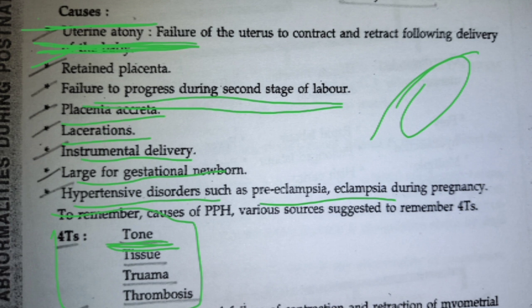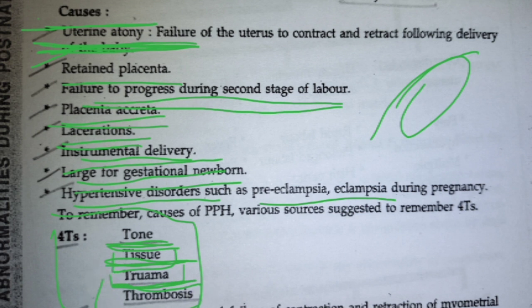This comes under tone. When it comes to tissue, it relates to the placenta. Placenta accreta, retained placenta, placenta previa, placenta abruptio, cord prolapse. This all comes under tissues. When it comes to trauma, trauma is forceps delivery, and episiotomy will be performed. This instrumental delivery is used if the baby is very large in size. Laceration also comes under trauma.